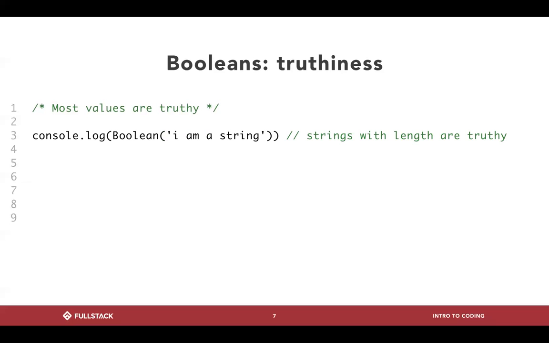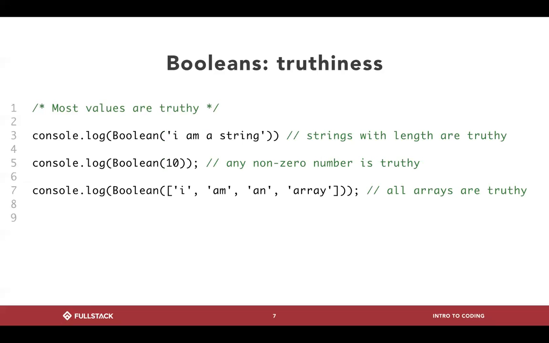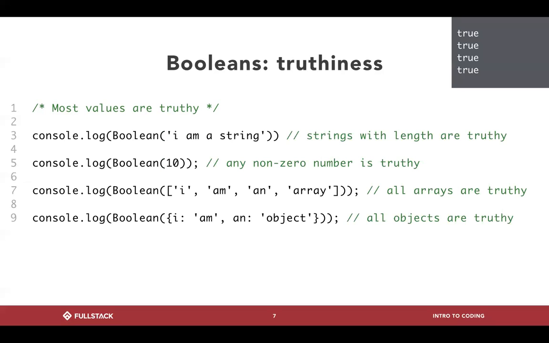So strings that have a length, strings with characters in them, are truthy. This will coerce to true. Any non-zero number is truthy. All arrays are truthy. All objects are truthy. So if I console log out all of these, it will all be true, right? And in this case, I'm using this Boolean function, which takes in a value and coerces it to a Boolean, to coerce all these values into true. All these are truthy values.